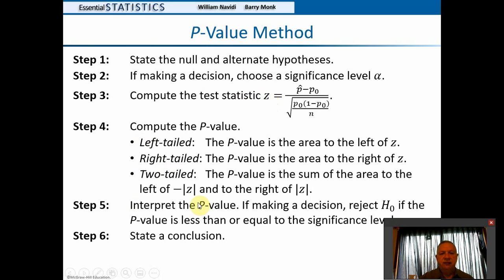Okay, and finally step 5 says interpret the p-value. If making a decision, reject H0 if the p-value is less than or equal to the significance level. We're always rejecting or failing to reject H0. We have to go back and reconcile what the claim was versus the two hypothesis statements, H0 and H1, and then we'll make a conclusion about the statement itself.